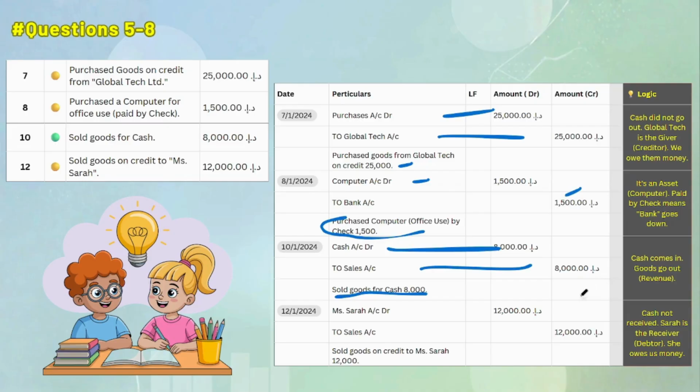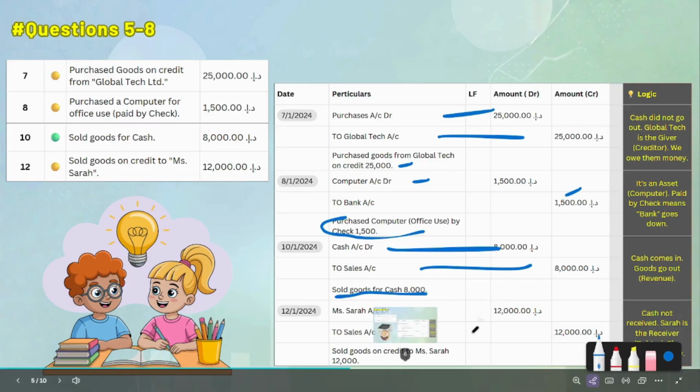On January 12th, we sell to Miss Sarah on credit. She takes the goods but hasn't paid, so Miss Sarah is the receiver, debit her account. We recognize the income, credit sales.